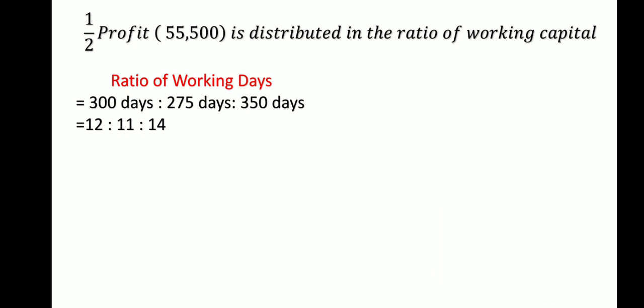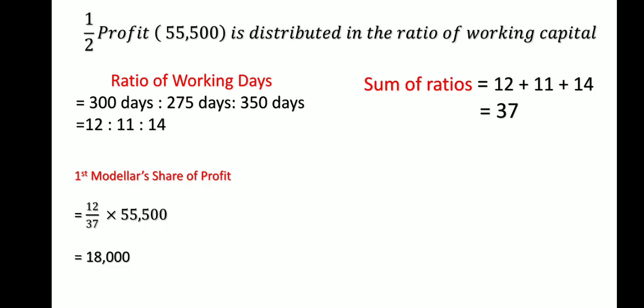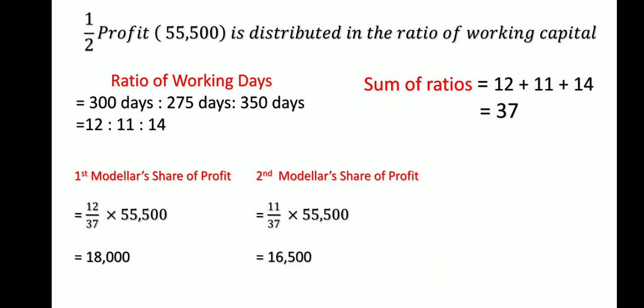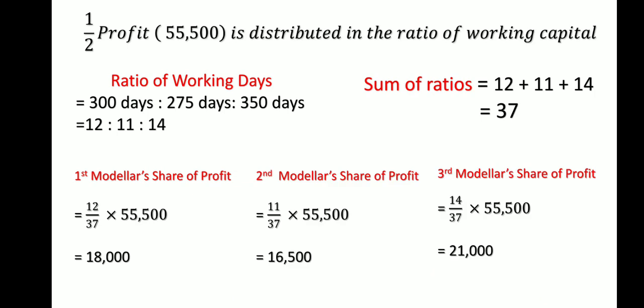We have cancelled, and we have 12:11:14. Then we do the sum of ratios. We come to 37. Now we can distribute this profit 55,500 among all the three modelers. So here you have the profit of all the three modelers. So this is the first part.